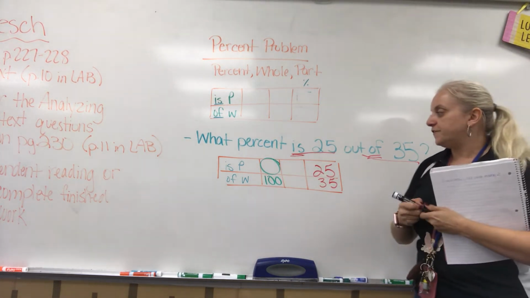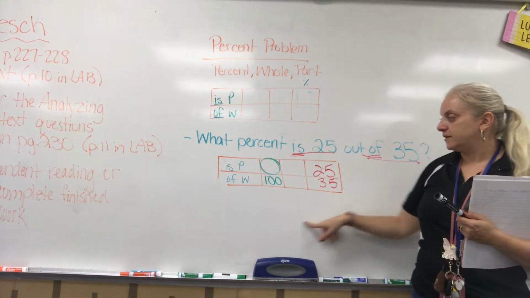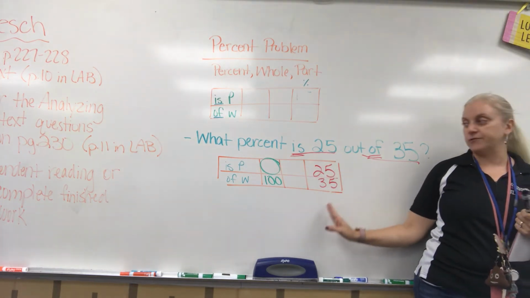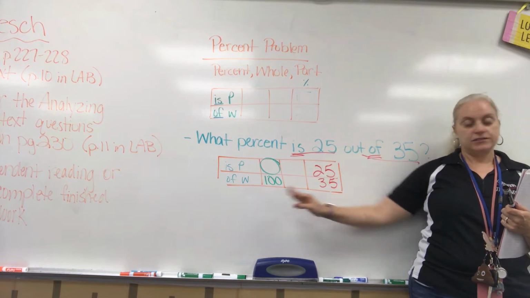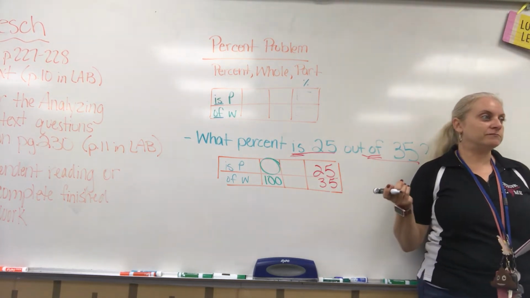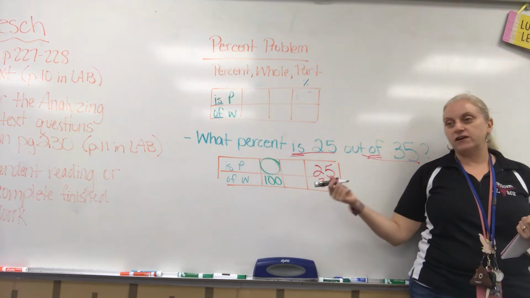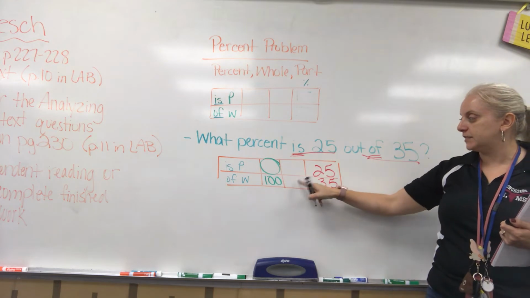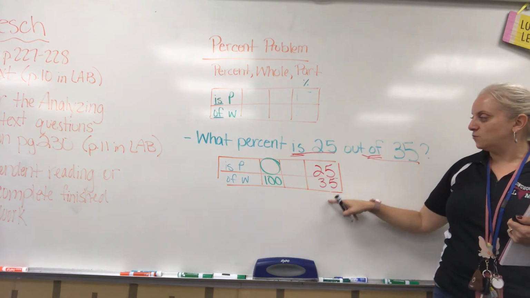So I need to figure out how to go from 35 and get to 100, because remember, I'm starting here where I know stuff, and I'm going to the other side. So this is the direction I need to go. How can I go from 35 to 100? Divide. Can you go straight there, or what do you need? You need a middleman. We need a middleman. All right, so we're going to need a plankton here. And so, what do you want to use?